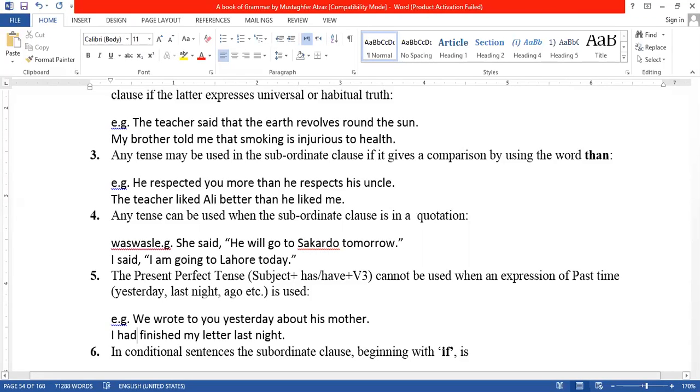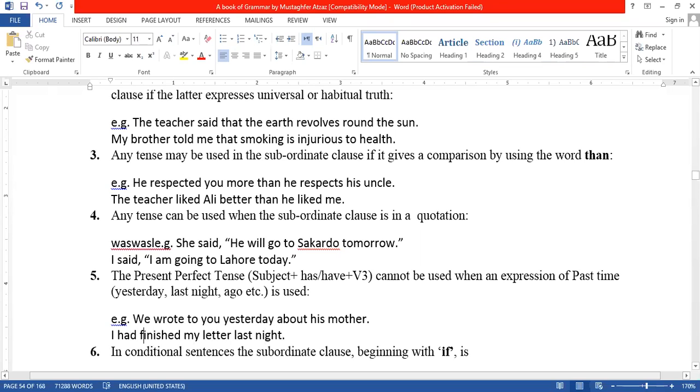"I had finished my letter last night," because students usually think that there is no problem in this sentence. It is grammatically correct. Yes, it may be grammatically correct, but let me tell you one thing very clearly, and that must not be forgotten by you in the future, that we can never use past perfect without having another past tense, right? I repeat, you people, anybody cannot use past perfect tense without having another past tense in that particular sentence, right?